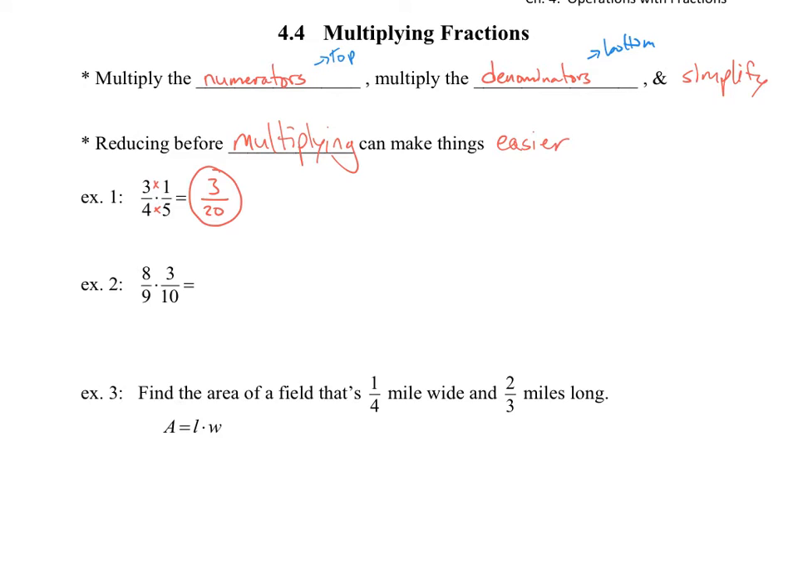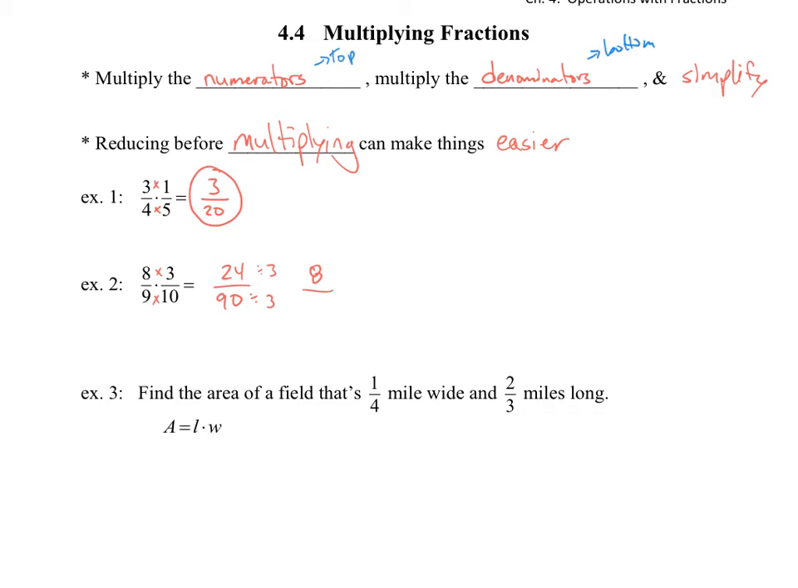Example 2. I'm going to do this one twice. First, I'm going to do it just the way it is, and then we're going to reduce before doing it to show you how to do that. Multiply across the top. 8 times 3 is 24. 9 times 10 is 90. You can divide those by 3. Does anything fit into both of those? 3. Molly says 3 fits in there. How many times does 3 fit into 24? 8.